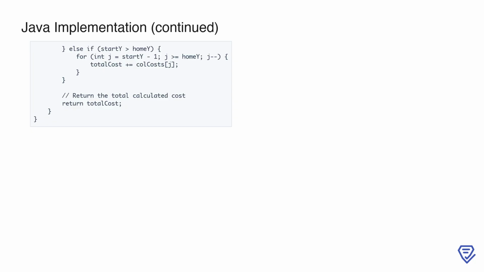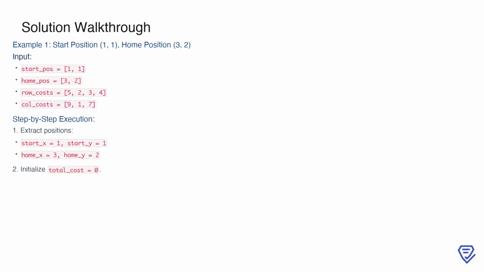Finally, after computing both the vertical and horizontal movement costs, we return the total_cost variable, which represents the minimum cost required for the robot to move from the starting position to the home position. This approach ensures that we calculate the cost efficiently by leveraging simple loops and the provided row and column cost arrays.